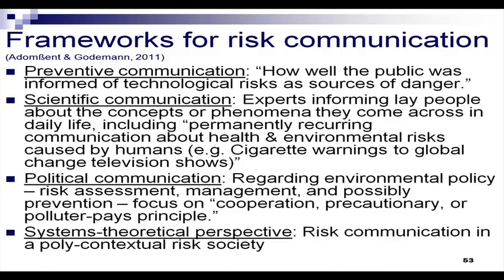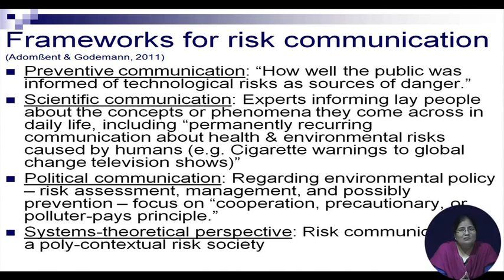Next is political communication. So experts tell lay people what to do, and then policies are made regarding environmental policies, risk assessment, management, and possibly prevention. So how do we assess risks at a larger community level? They focus on cooperation. How do we get together and prevent this risk? What do we need to do as a community to prevent this risk? What do we need to do as a community if this uncertainty or if something happens to the environment? What will we do? How are we going to be prepared?